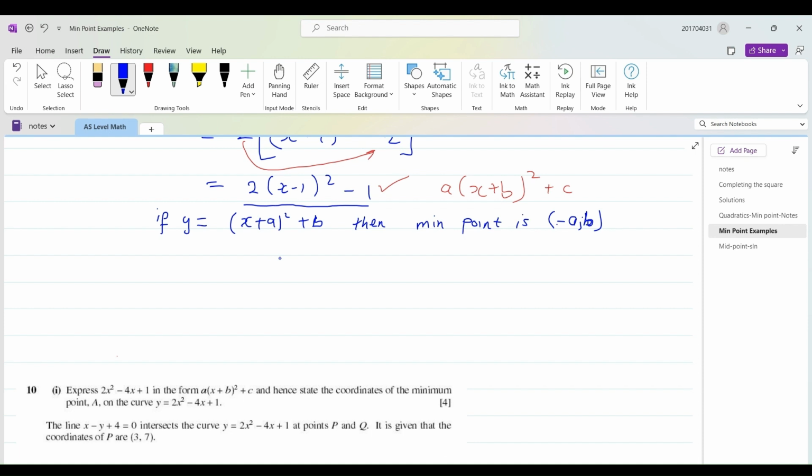Now going back to our question, it's asking for the minimum point A. So therefore, the minimum point A for our question is negative, so we have a negative here, but our a in this case is already negative 1, so we just need to invert the sign as I said before. So it's going to be 1, then our b in this case is negative 1. So these are the coordinates of the minimum point. That's the second part. Okay, so we're going to do part 2 next.